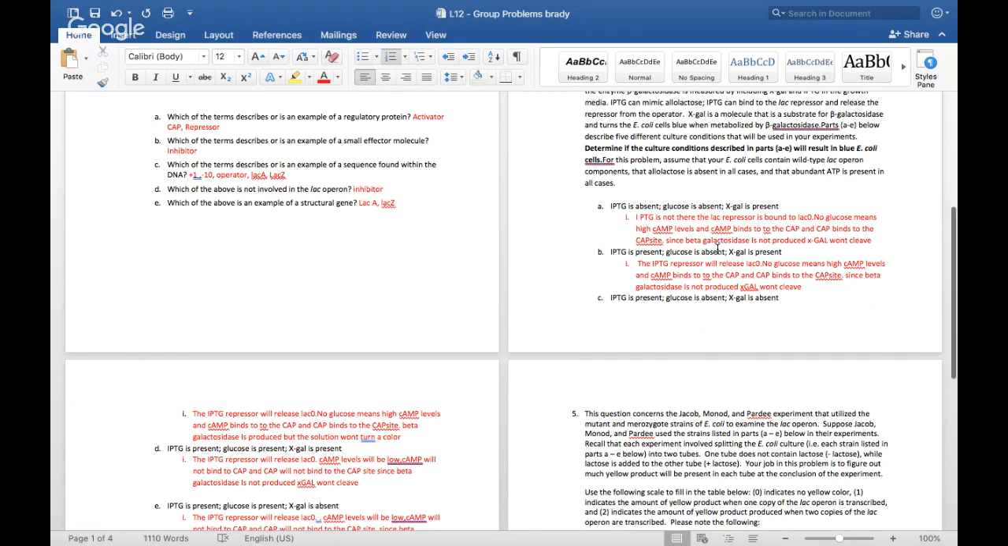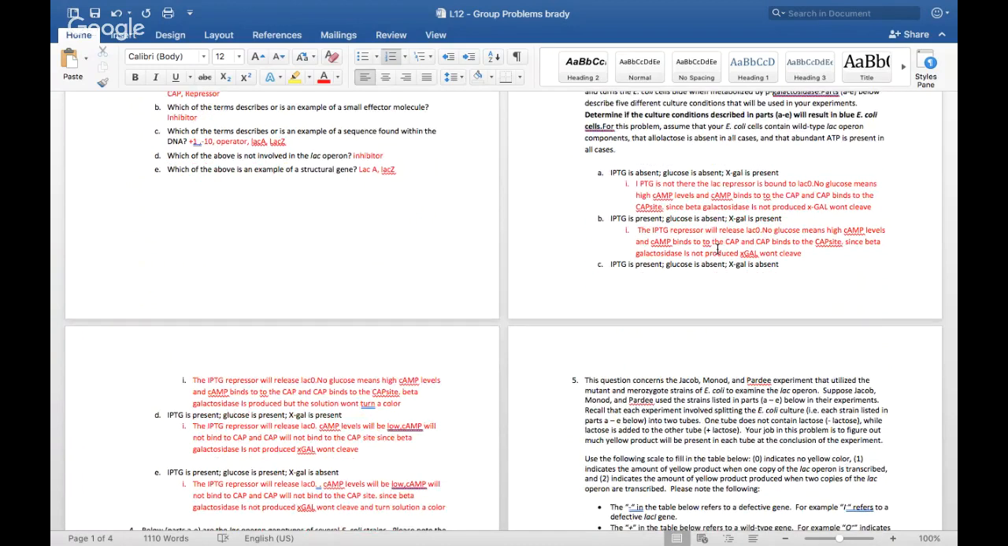For B, IPTG is present, glucose is absent, and X-gal is present. I pretty much copied and pasted these. The repressor will be released by LAC-O. And the glucose being absent means that there's high cAMP levels again. And CAP binds to the CAP site. And this time, the X-gal is present again, so it will cleave.